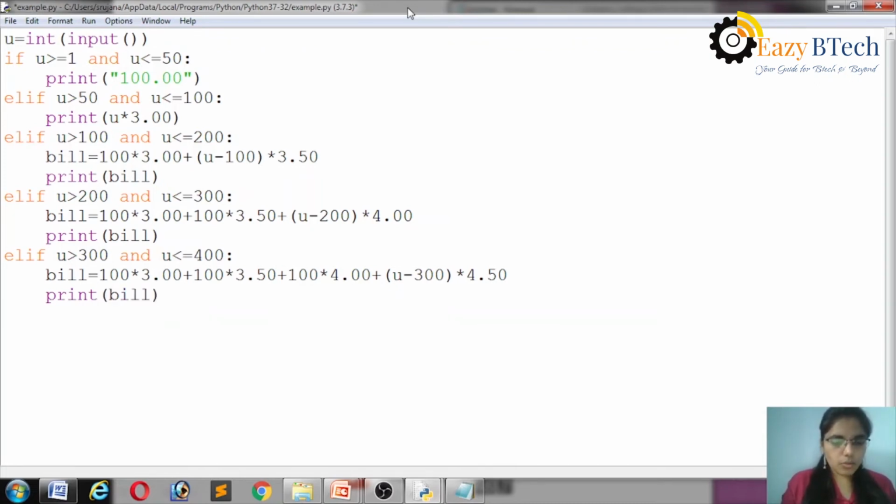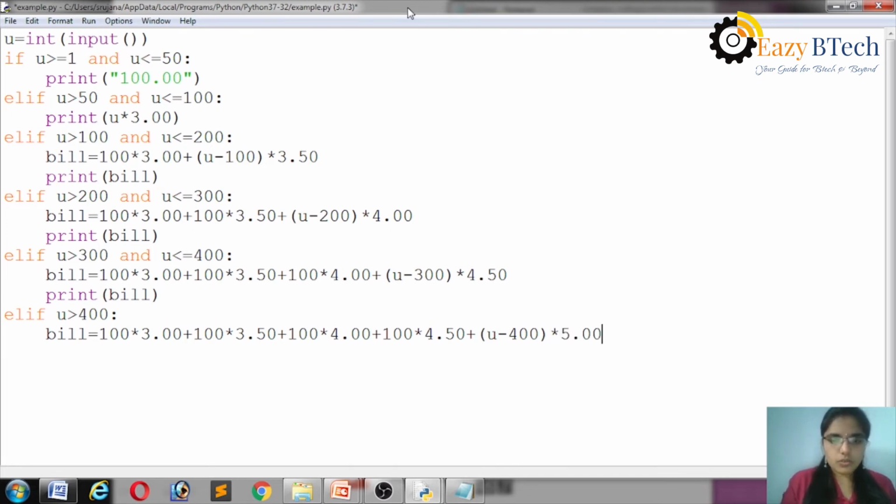If units are above 400, elif U greater than 400, then what will happen? Again, bill is equal to the first 100 multiplied with 3 rupees. Next 100 is multiplied with 3.50. Then next 100 is multiplied with 4 rupees. Again next 100 is multiplied with 4.50. Next, remaining (U minus 400) into 5 rupees. Then print bill.